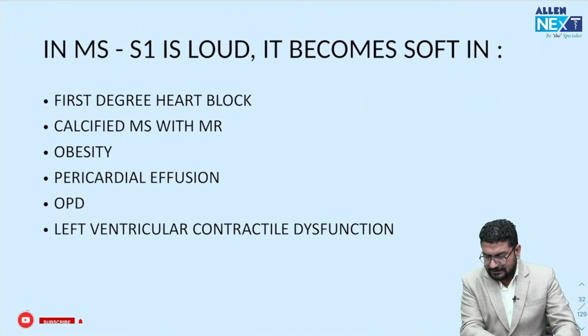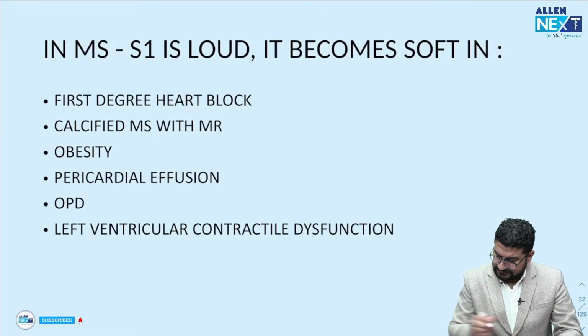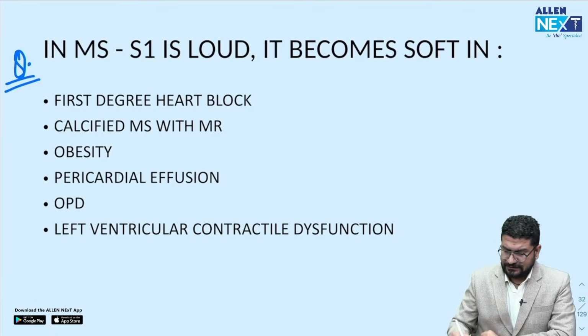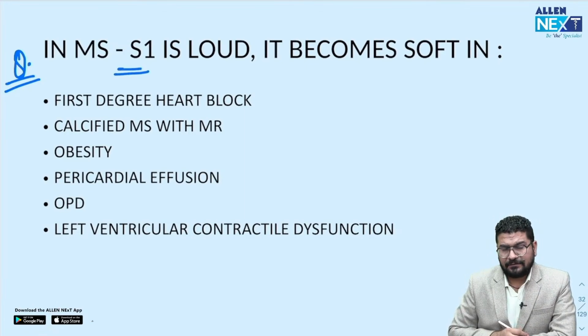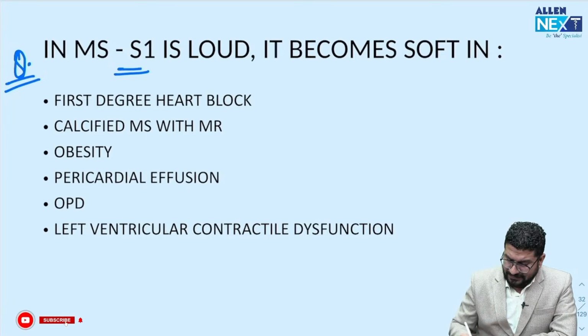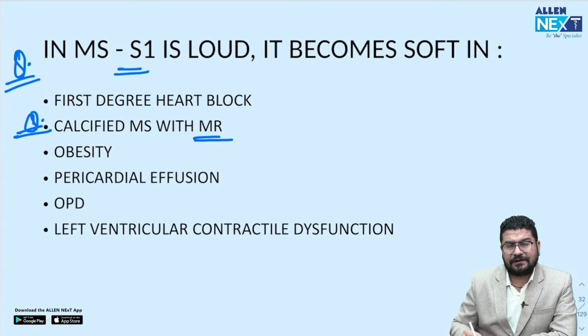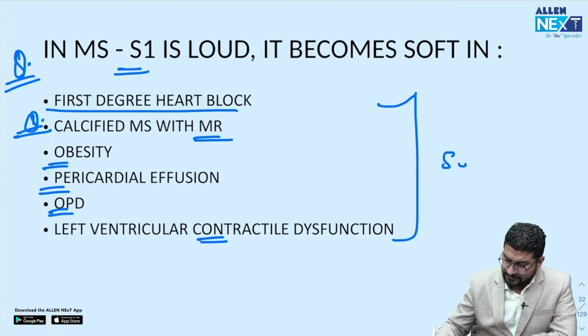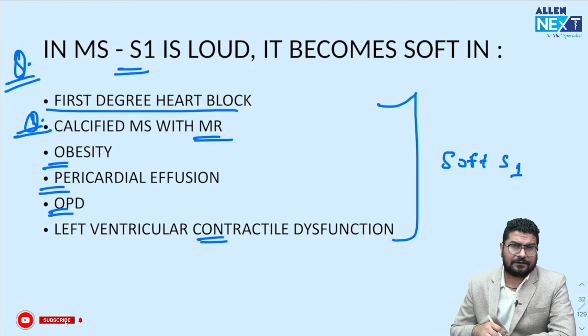Then they ask a question, this question came twice in the exam. In mitral regurgitation you will see the first sound is loud, but it can become soft in a few conditions: whenever there is a calcified wall with MR, or a person having a thick chest wall like obesity or an effusion, or sometimes a patient with obstructive pulmonary disease, or when you have contractile dysfunction of the left ventricle, and even in first degree heart block. So these are the conditions where S1 will become soft even when the patient is having mitral stenosis.